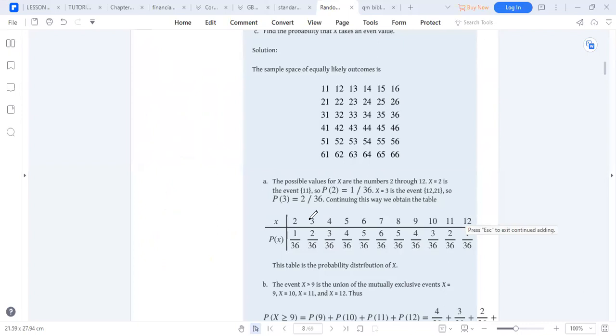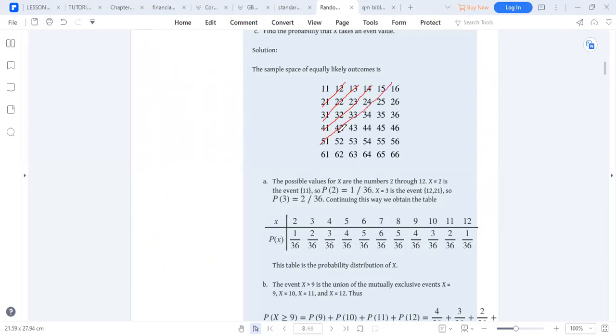There's no 0. So what we're doing here for 2, this is just 1 out of 36. For 3, these are 2. For 4, these are 3. For 5, these are 4. For 6, these are 5.